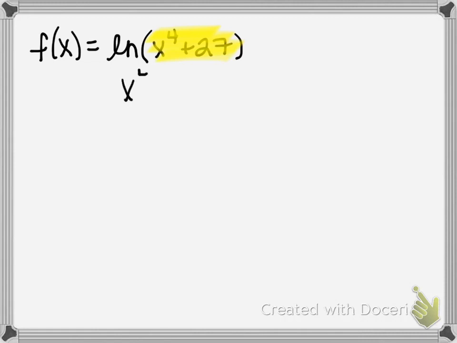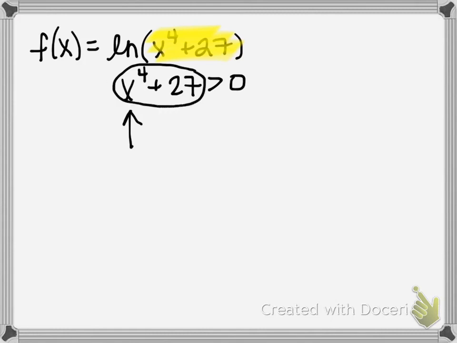Remember that when we are looking at any log function, whether it's a logarithm base 10 or in this case a logarithm base e, we want to look at the argument. And so the argument here is x to the fourth plus 27, and the argument cannot be 0 and it also cannot be negative. So that means that x to the fourth plus 27 must be greater than 0. But notice, no matter what value you plug in here for x, when it gets raised to the fourth power, it's always positive. So that means that this expression will always be a positive number. So therefore our domain is all real numbers.